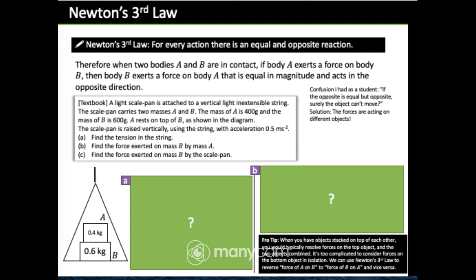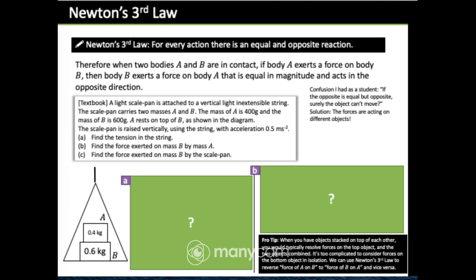A rests on top of B, as shown in the diagram. So there is a diagram there for you to see. The scale pan is raised vertically using a string with an acceleration of 0.5 meters per second squared. Find the tension in the string. Find the force exerted on mass B by A, and find the force exerted on mass B by the scale pan.